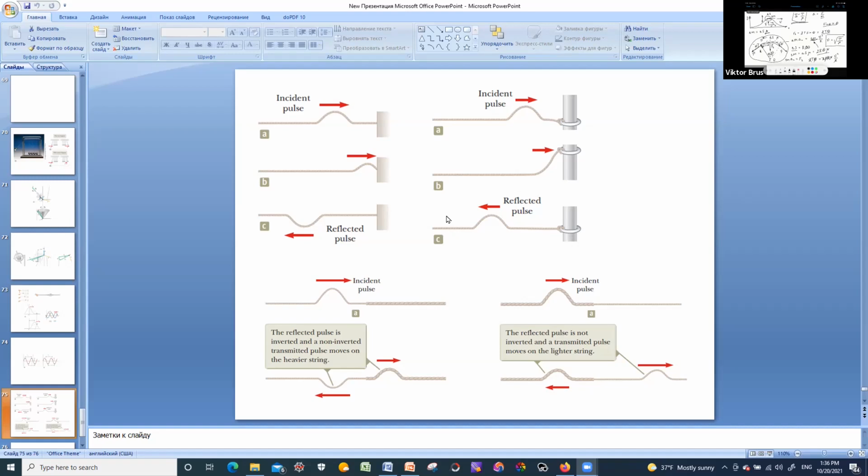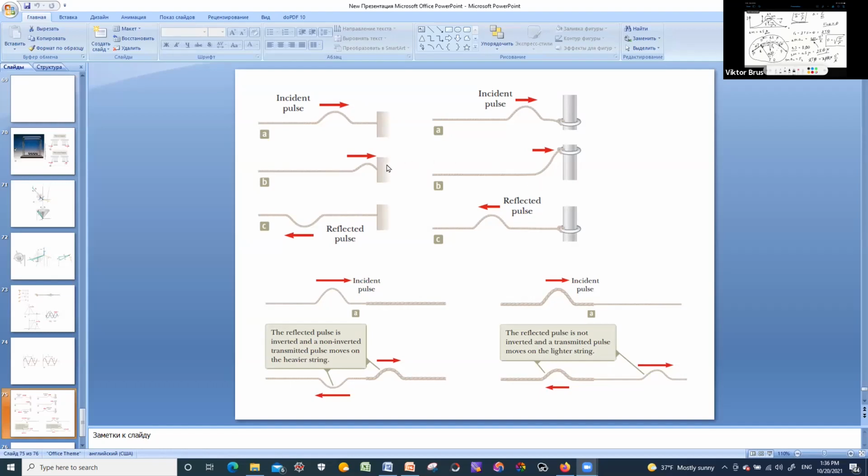But in that case, we will not have the phase shift. So in this reflected pulse, the y-axis displacement will also be positive. So that is about the conditions specifically for reflectance.